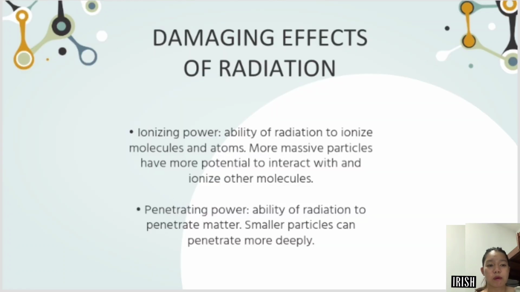Damaging effects of radiation. First, ionizing power. It is the ability of radiation to ionize molecules and atoms. More massive particles have more potential to interact with and ionize other molecules. Second, penetrating power. The ability of radiation to penetrate matter. Smaller particles can penetrate more deeply. In other words, ionizing power refers to how well it can knock out electrons from target atoms, while penetrating power is how far the ray can travel before losing all energy.